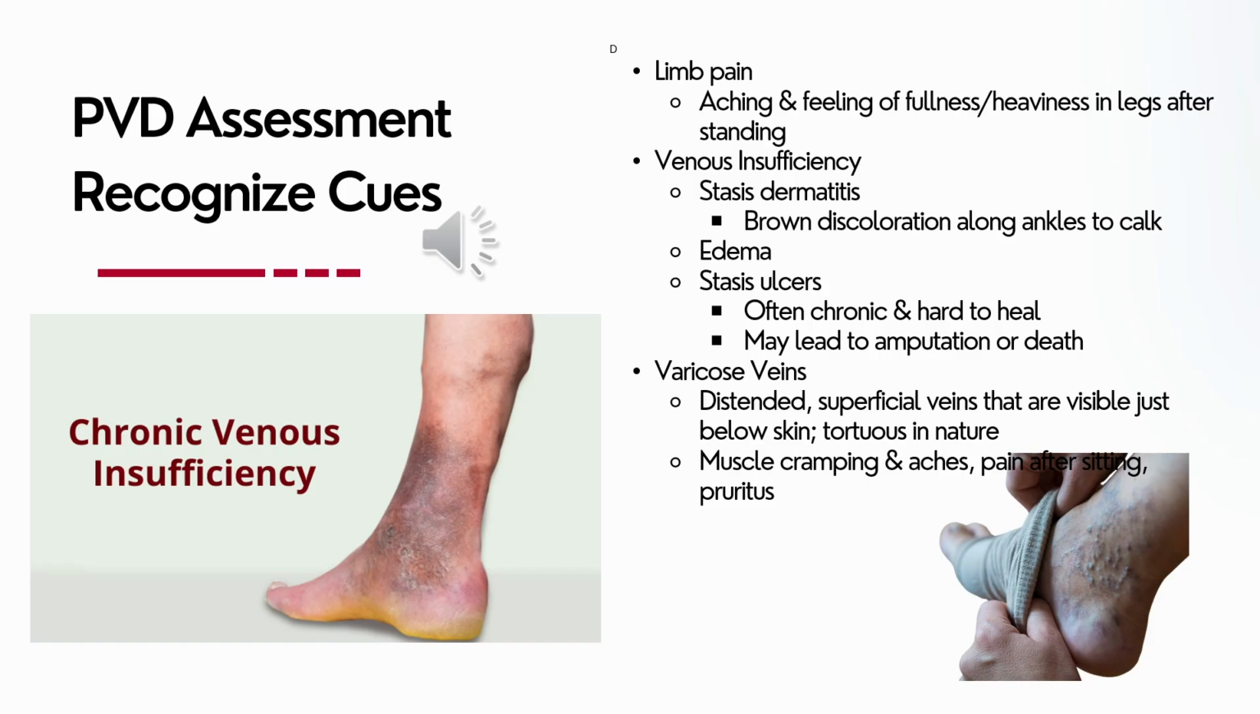When it comes to varicose veins, you'll see distended superficial veins that are just beneath the skin that are really tortuous in nature. Patients sometimes report muscle cramping, aching pain after prolonged sitting, and sometimes they can even have pruritus, which is itching in the affected areas as well. So finally, it's really important to remember that chronic venous insufficiency and related conditions can significantly impact patients' quality of life. So for example, an untreated stasis ulcer, these are a major concern, and recurrence is very common, and it can lead to very serious complications if they're not properly managed.